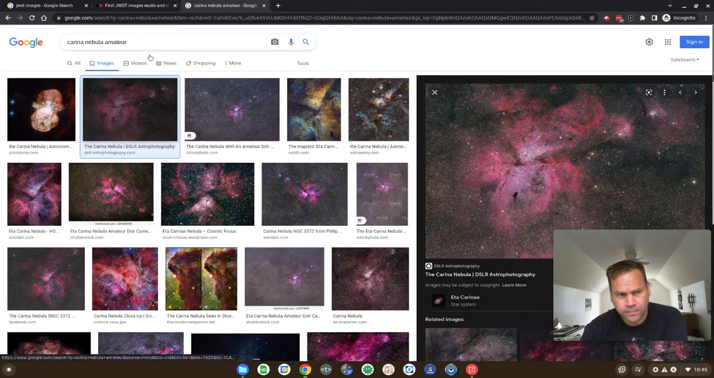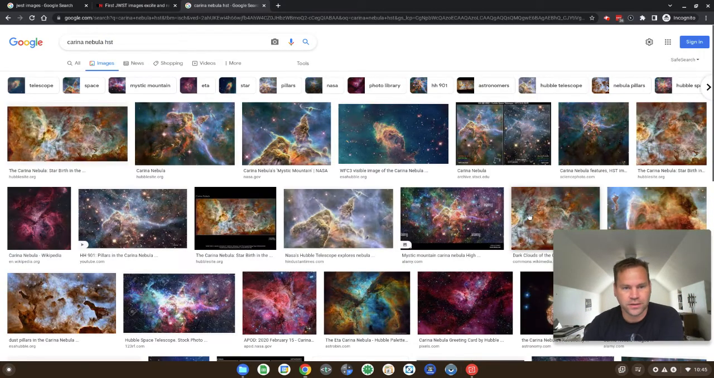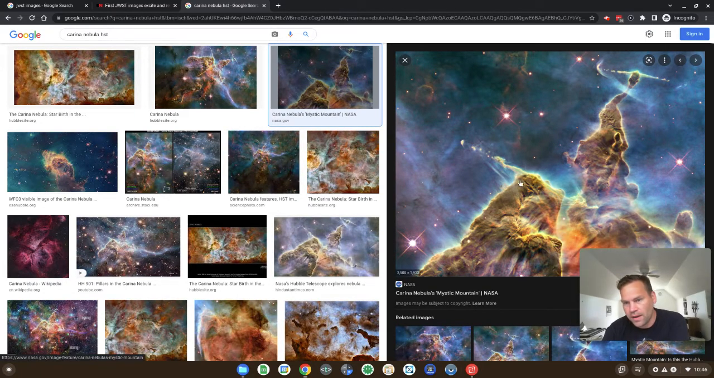And that's what it looks like to an amateur. It's all red to our eyes. Now we got to look at it from HST, the Hubble Space Telescope. And now you get a sense, because this thing is so massive, there's lots of different pictures of the Carina Nebula from Hubble. But you get a sense, this is kind of what standard Hubble pictures looked like, right? The way they would colorize all the different filters, right?